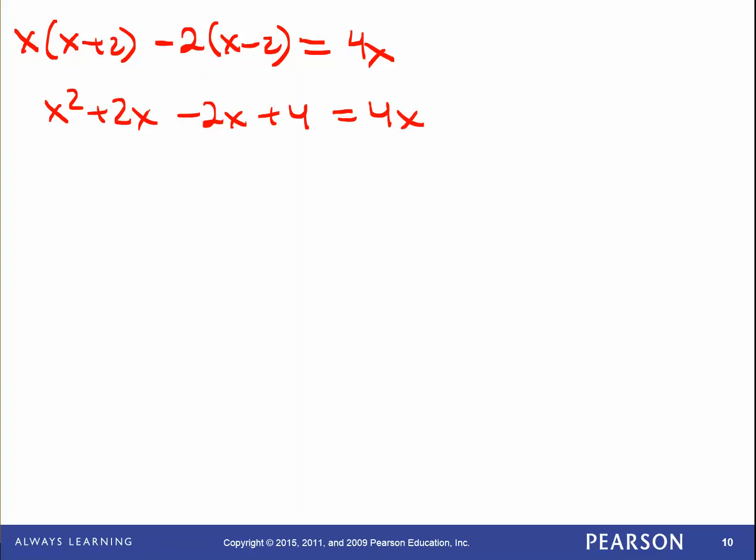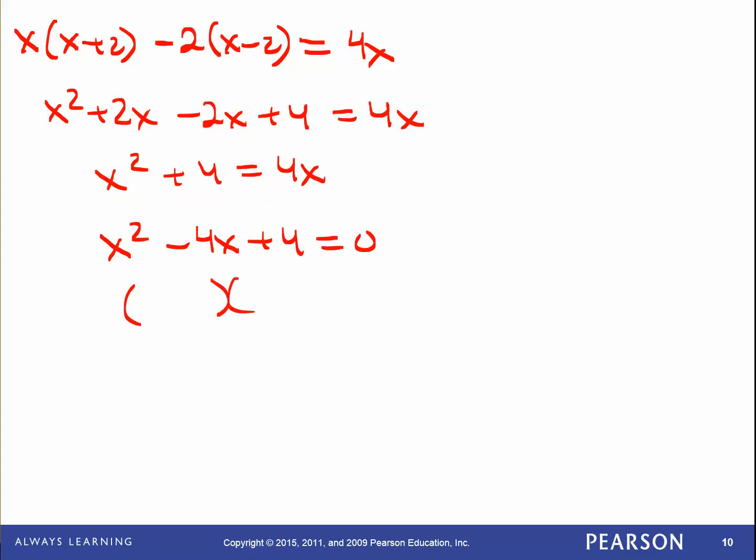Let me rewrite that last piece on the bottom. Okay, so distributing the x, distributing the negative 2, be careful here, that should be a negative 2x plus 4. And gathering together like terms, 2x minus 2x cancel, so I'm just left with x squared plus 4 on that side. Again, moving things over to the left-hand side, setting equal to 0. At this point, it's x minus 2 and another x minus 2 as your factored form. Whenever you see that, I think we saw that in the previous chapter.